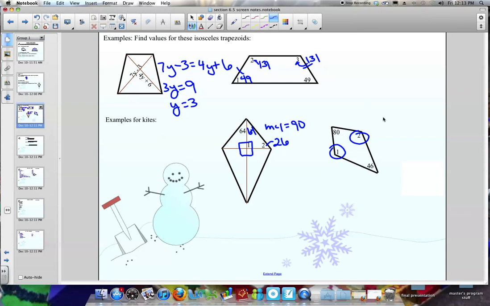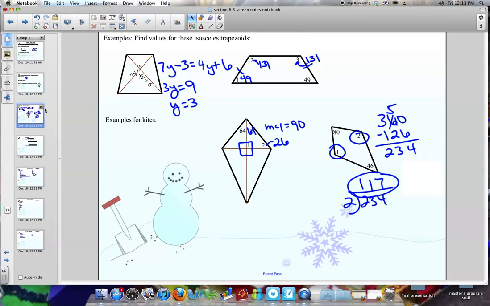So since it's a four-sided figure, we know that the angles add up to 360. We would have to minus off what we already have. So we'd have to minus off 126, and that would leave us with 234 degrees. And to figure out what each one of those is, since they're the same, we would simply divide it by 2. And we would get 117 degrees.